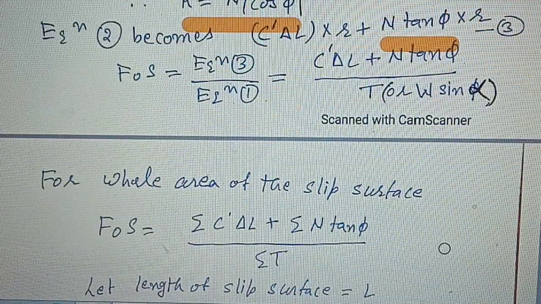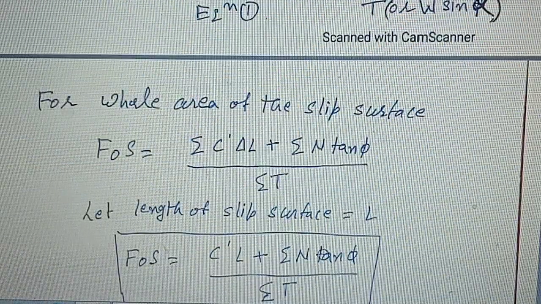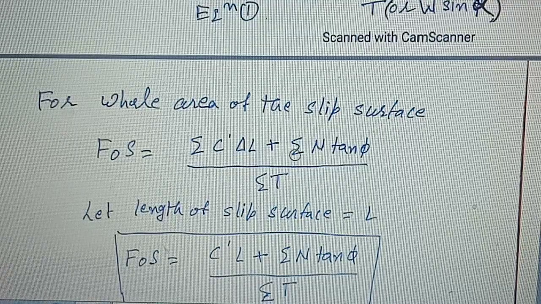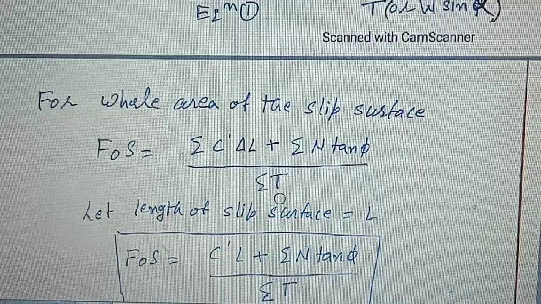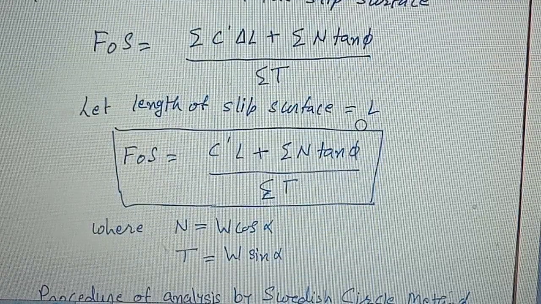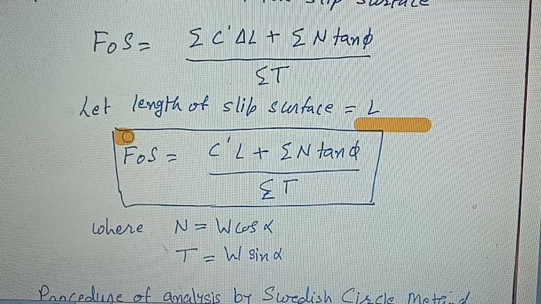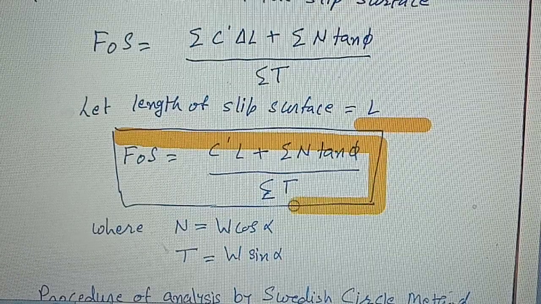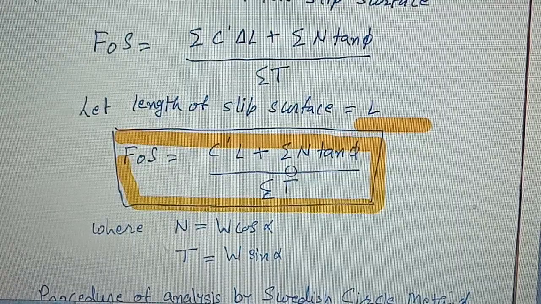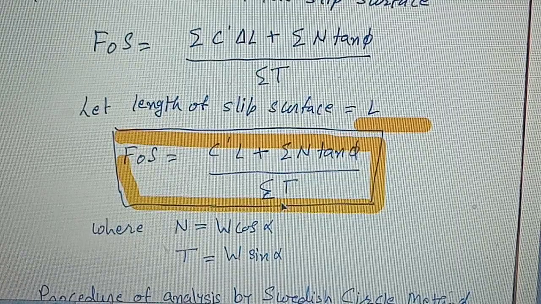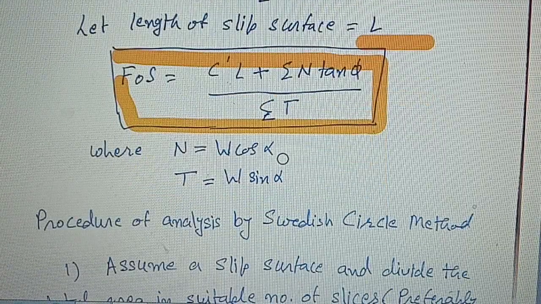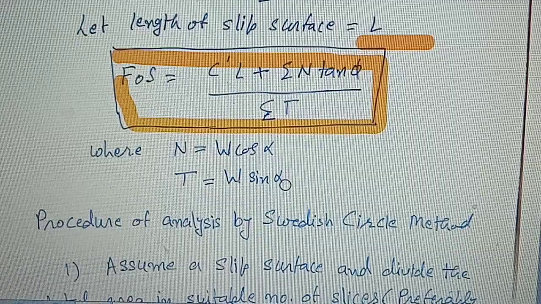For the whole area of the slip surface, the factor of safety becomes summation of C dash delta L plus summation of N tan phi, divided by summation of T. If the length of the slip surface is L, then the factor of safety is C dash L plus summation of N tan phi, divided by summation of T, where N is W cos alpha and T is W sin alpha.